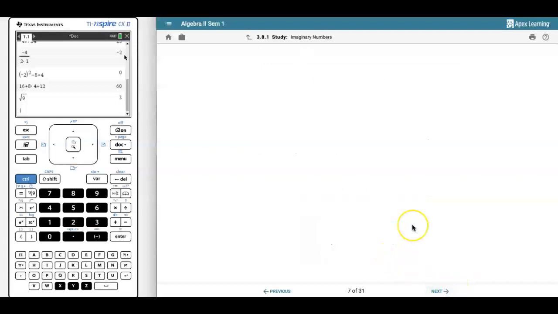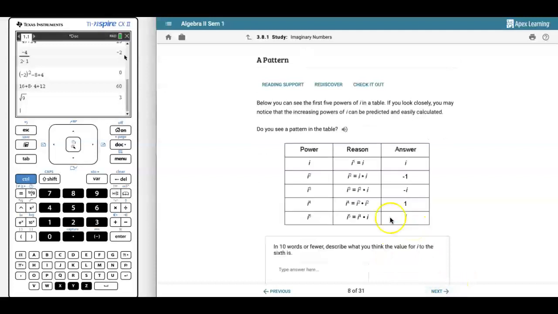What you're going to notice here is that there is a pattern. It goes i, -1, -i, 1, and then i, -1, -i, 1 again. It just repeats these four over and over again as we continue this power up.